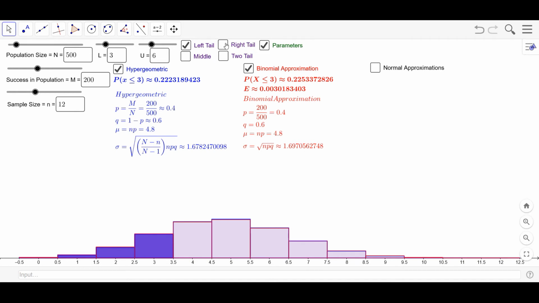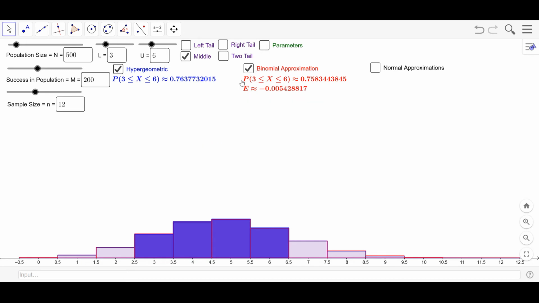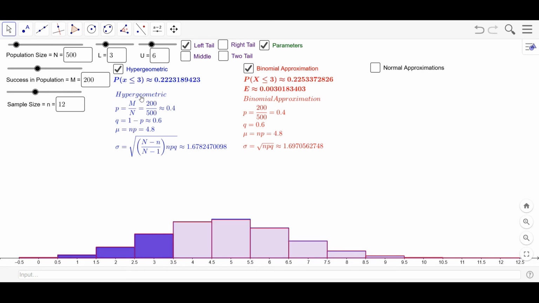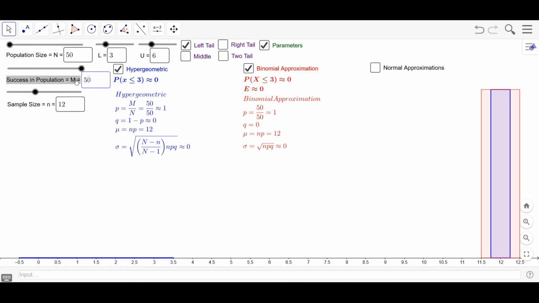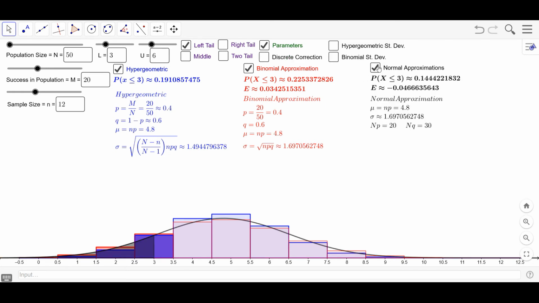Okay, and then again, you can look at this with a right-tailed, a two-tailed, or a middle probability for both of them. And again, we can hide or show the parameters there. Now, let's just go back to a left-tailed, and let's go back to the original of 50 and say 20. We can also sometimes use a normal approximation to both the binomial and the hypergeometric. So that's what we're going to get here.